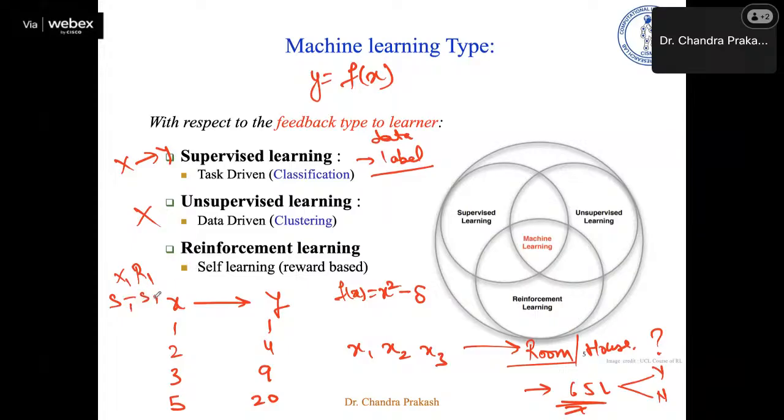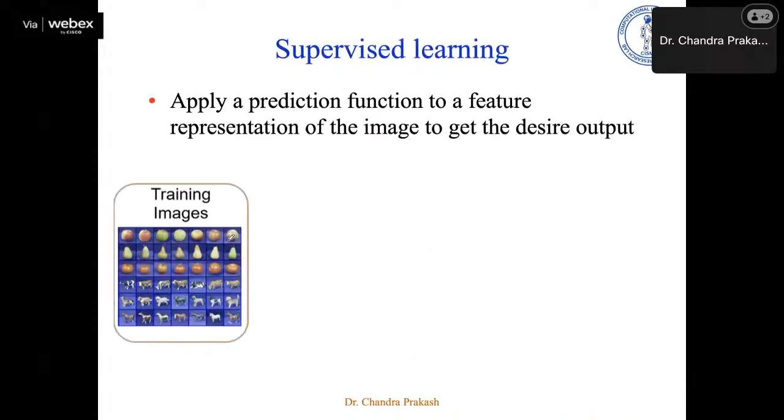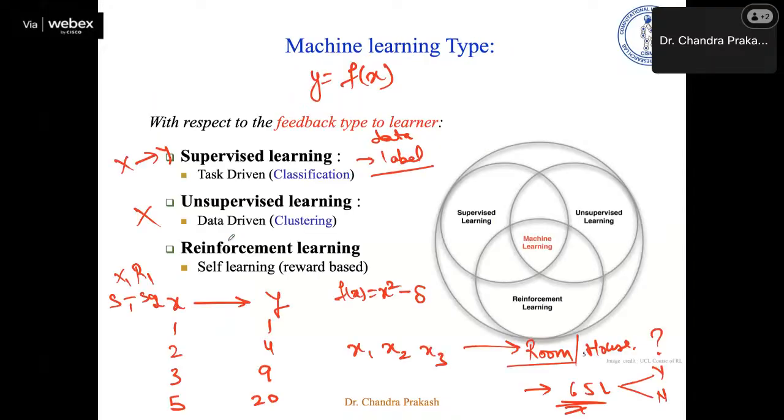Yeah, S from S1 to S2. This is what reinforcement learning is. So in the case of supervised learning, as you must have come across, we need to come up with a function. Now we are not having the input like this.